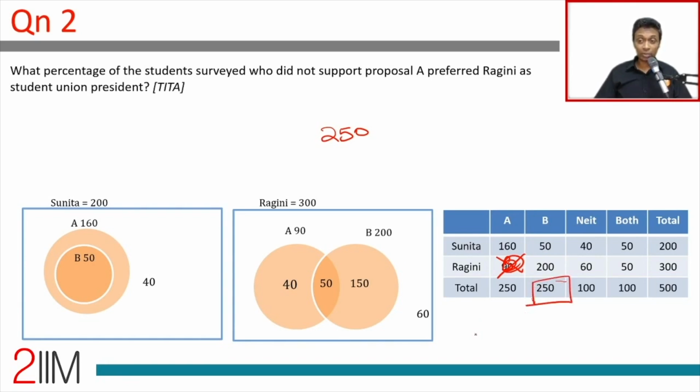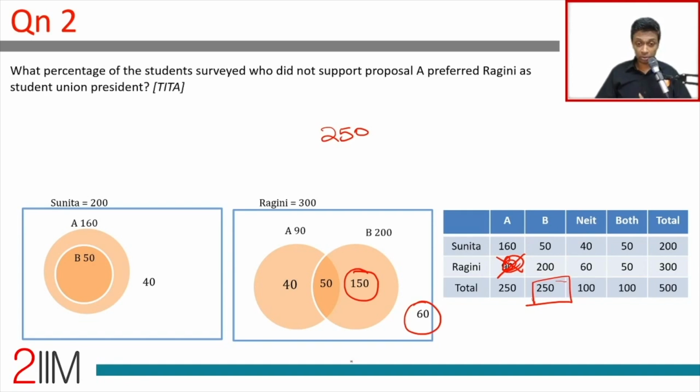How many of these preferred Ragini as student union president? So not A. Within that, how many supported Ragini? Not A would be 250. Within that, how many preferred Ragini? That will be this 150 and this 60. That is B only, and neither A nor B.